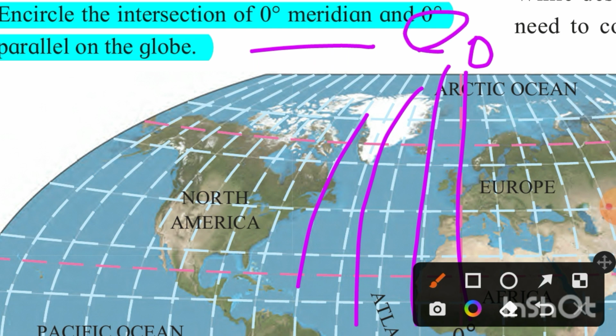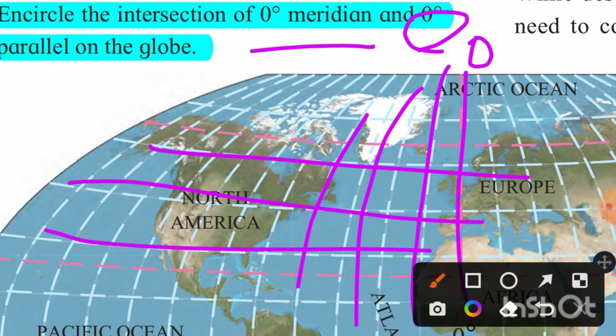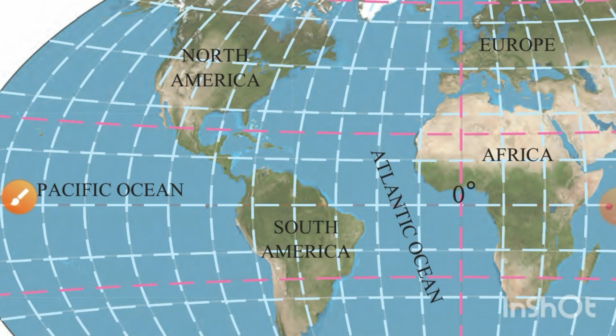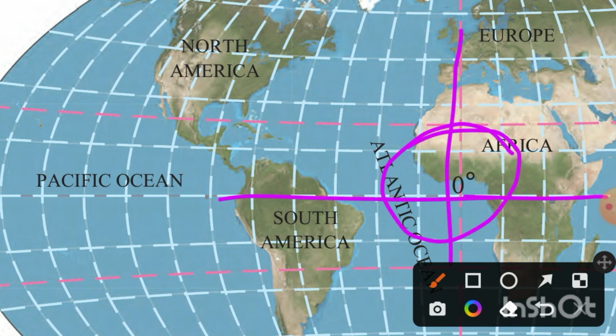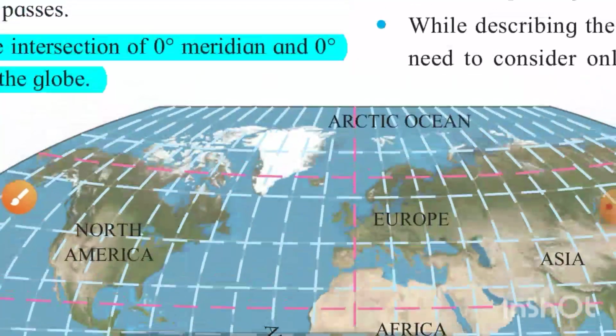And when they have written 0 degree parallel, okay, you know that all these lines are parallel, but it is specifically talking about the equator. We know that because they mention it's 0 degree parallel. So they are talking about the equator. So we have to check where the equator and prime meridian meet. Okay, this is the point. So this is the point of their intersection.